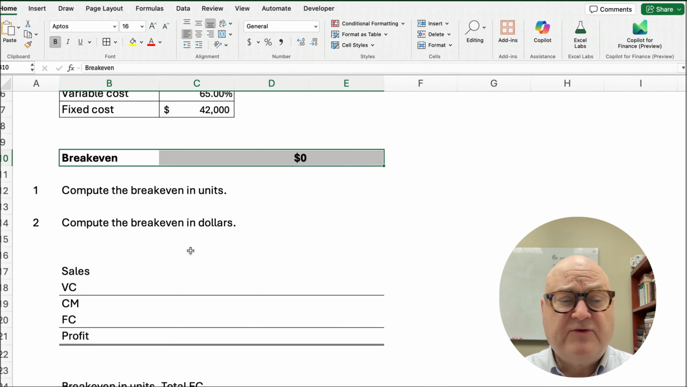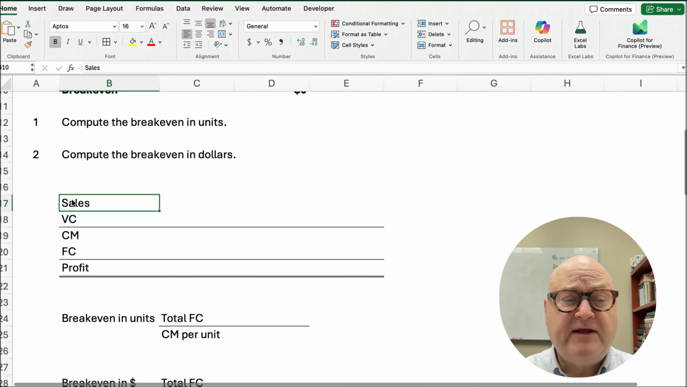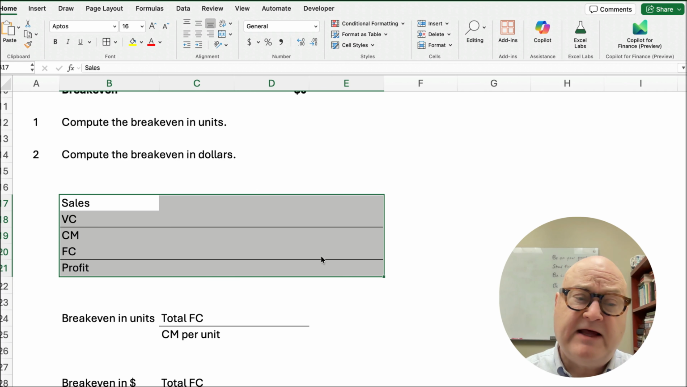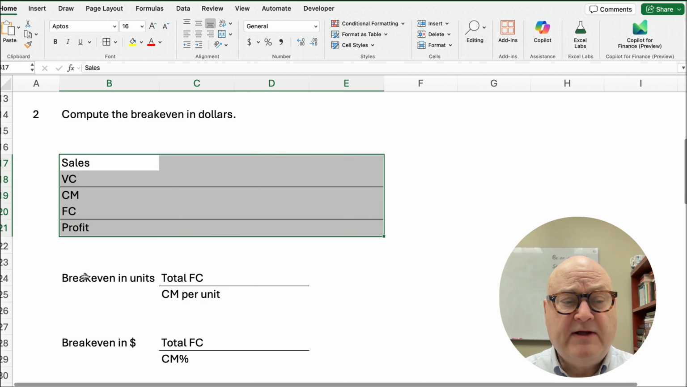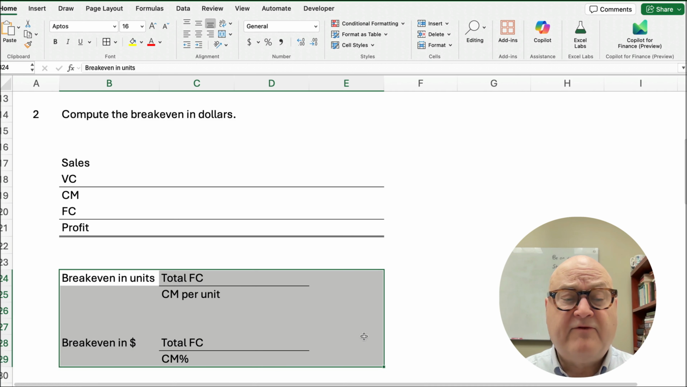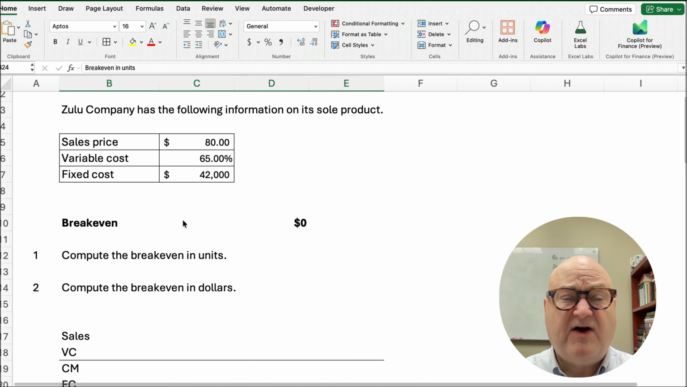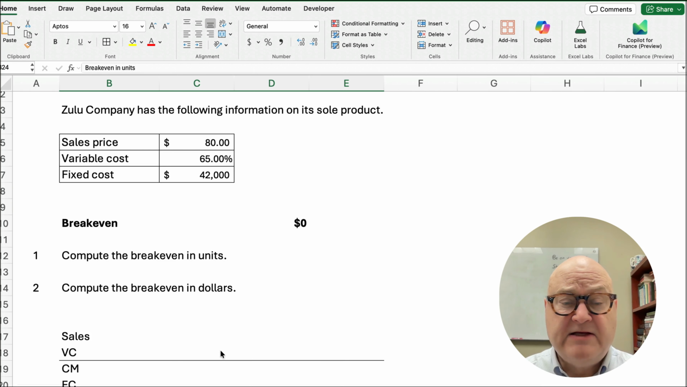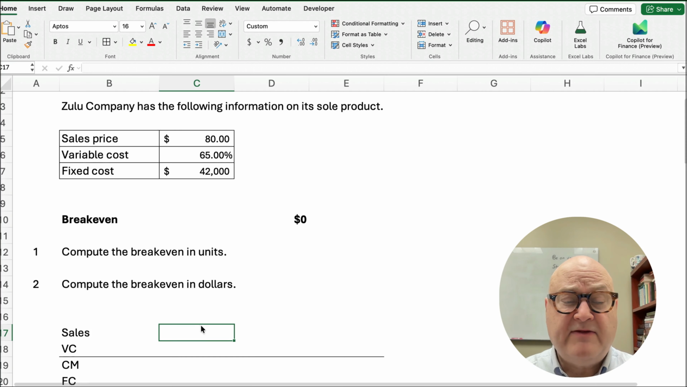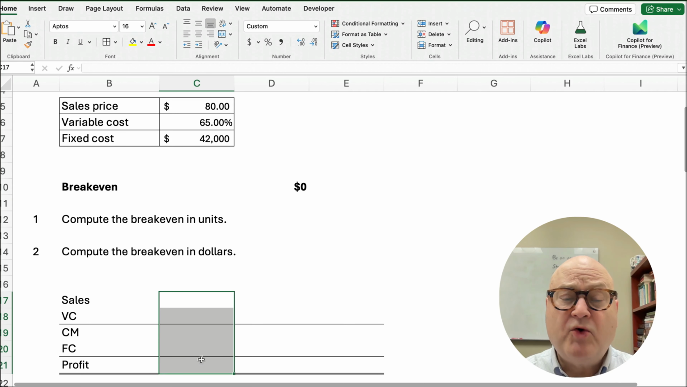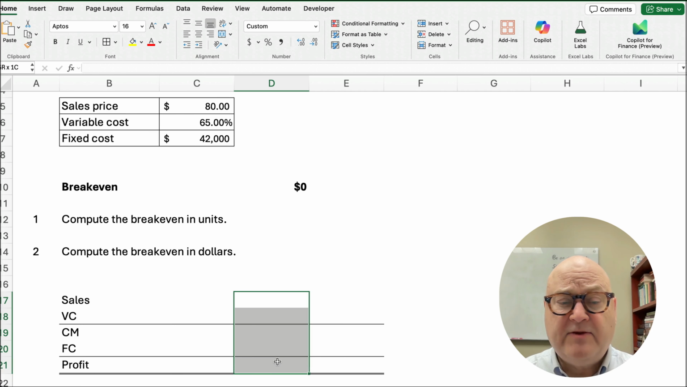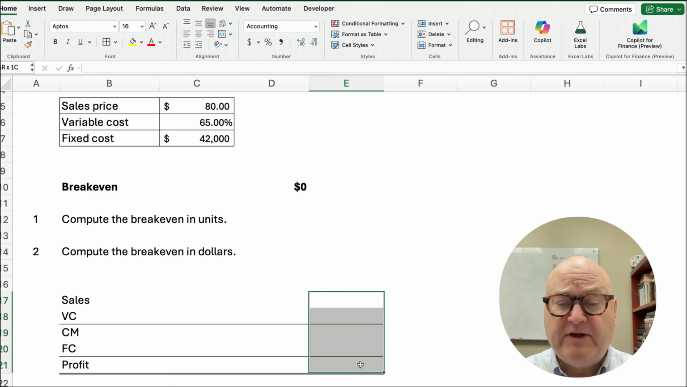Now, one of the things we're going to do is show how the income statement looks every time, the variable cost income statement. And so what we have, remember, is our basic problem. We have the break-even in dollars and in units. So let's figure out what we know based on our given information. In this first column I'm going to put the total dollars, this is going to be the per unit dollars, and this is going to be the percentages.